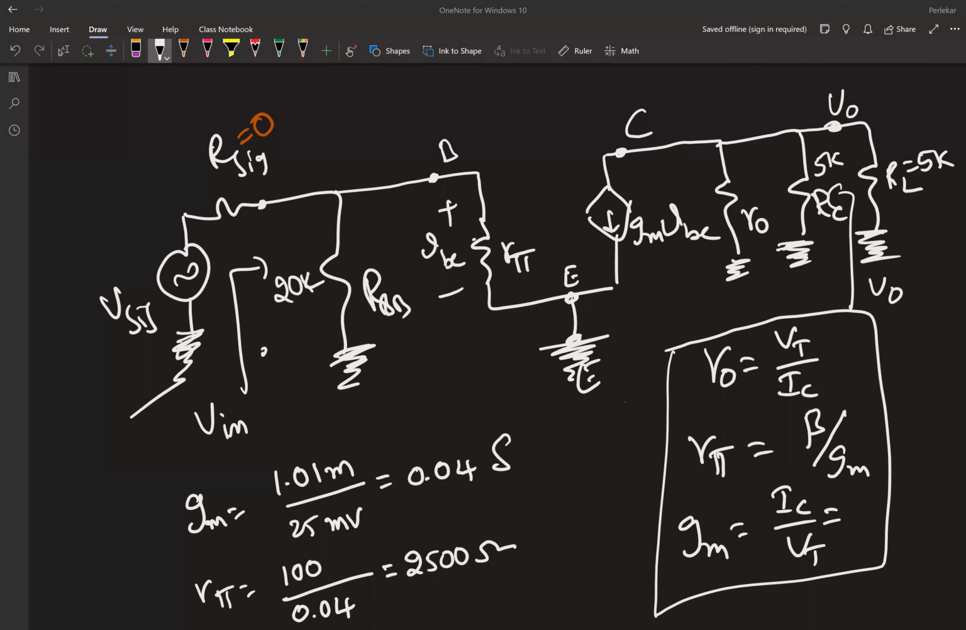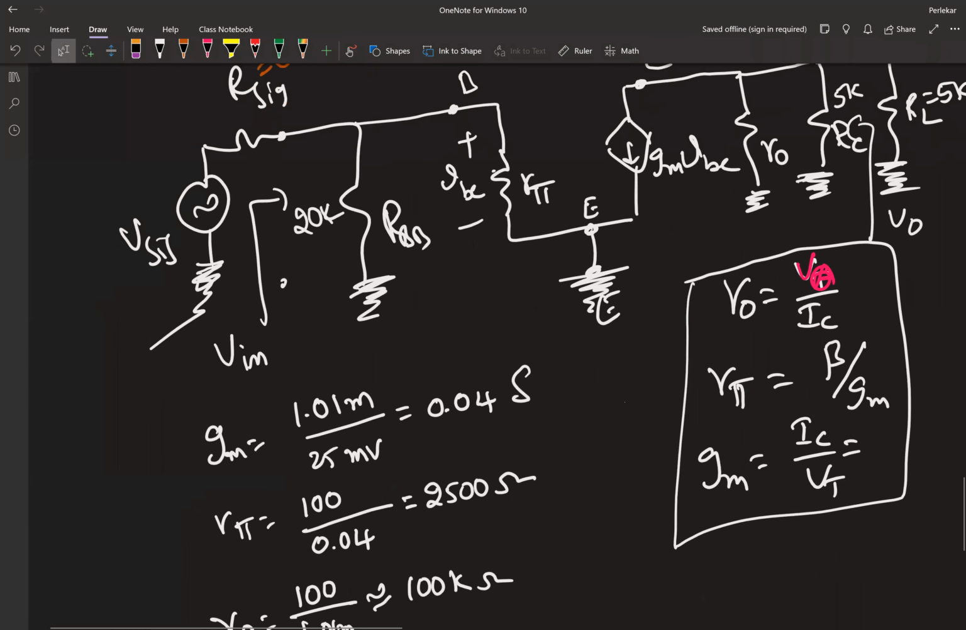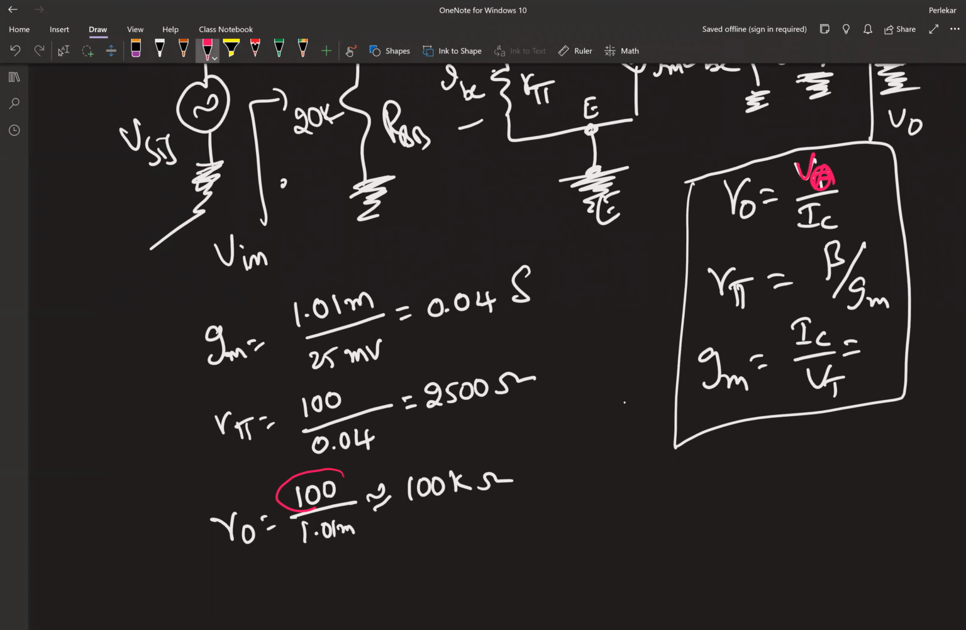R naught equals VT, no, it's another error there. It's VA over IC. And the VA value is given by the manufacturer. Actually, I used VA there, 100 volts. This 100 volts is VA, not VT. Thank you for correcting me, Adam.